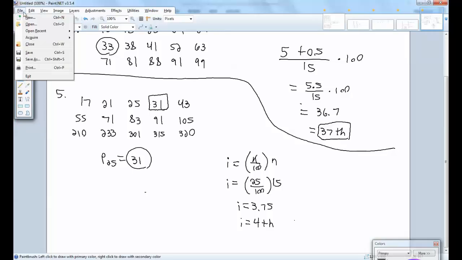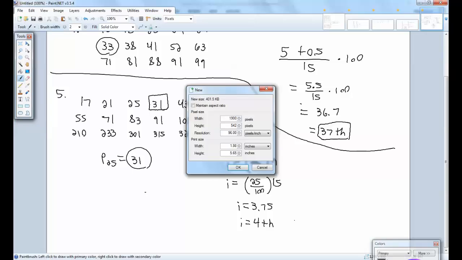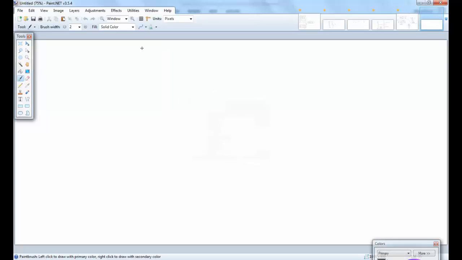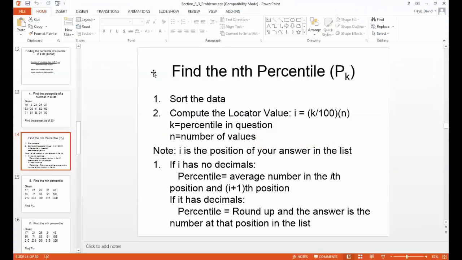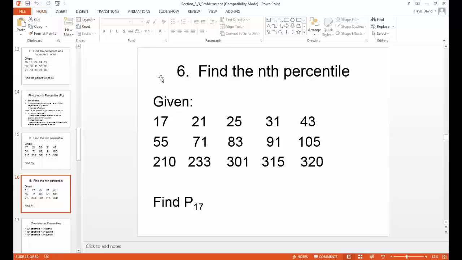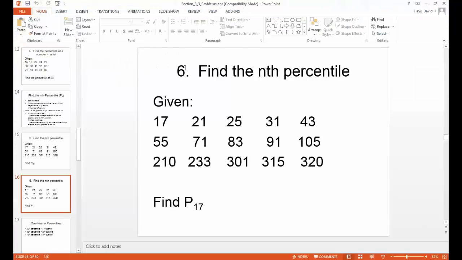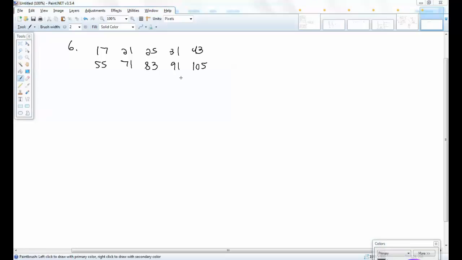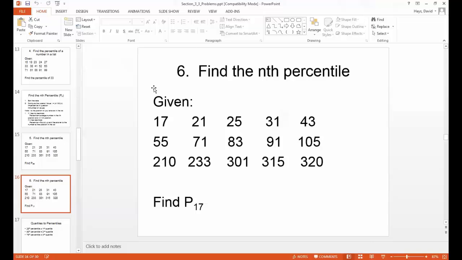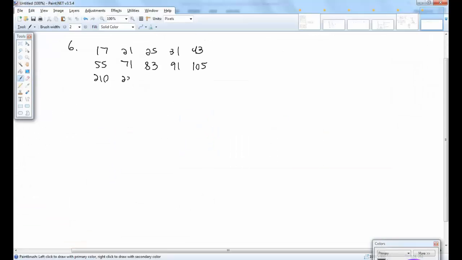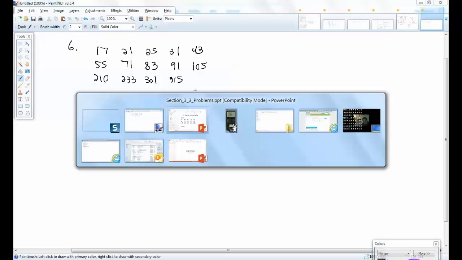Let me start a new page and we'll look at another example of that. Okay. So in this one, we got 17, 21, 25, 31, 43, 55, 71, 83, 91, 105, 210, 233, 301, 315, and 320.